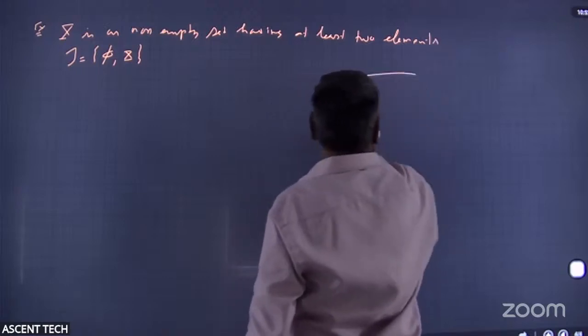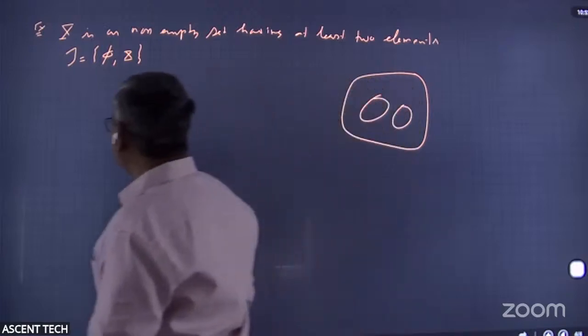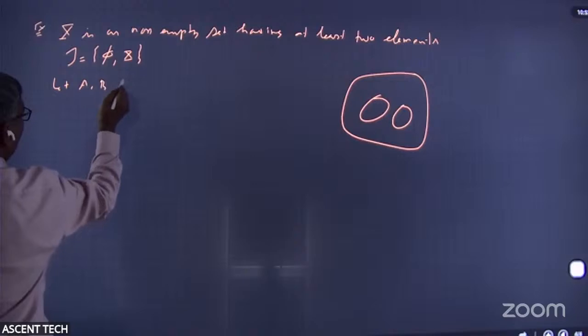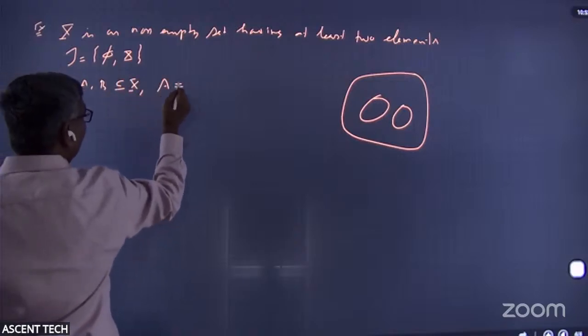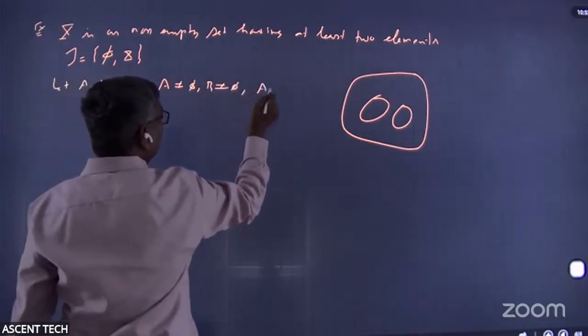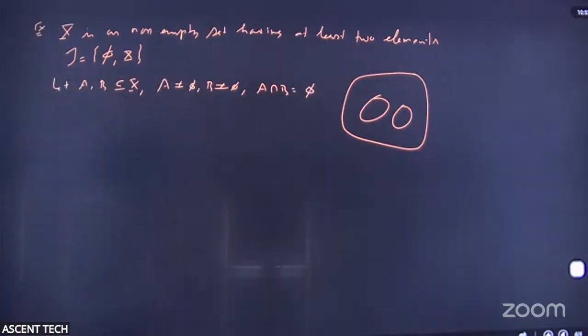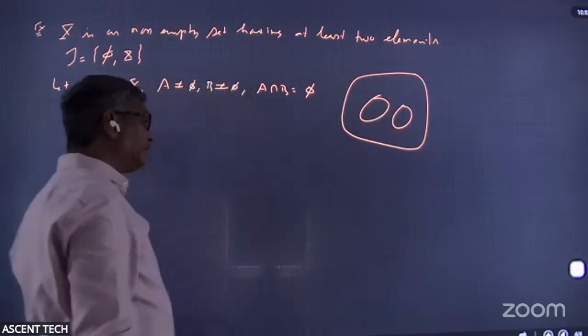So I have a set like this. I want to be able to choose two disjoint subsets. Let A, B be subsets of X, A non-empty, B non-empty, and A intersection B is empty. I can always do that. I've taken some elements here, nothing in common between the two.